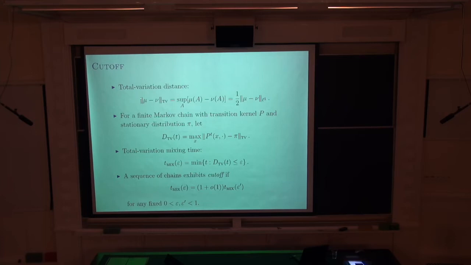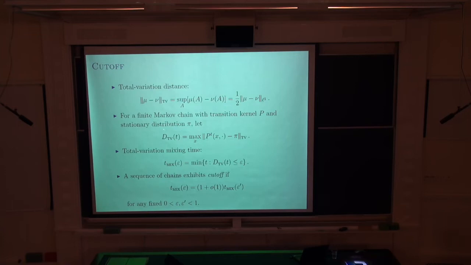So the total variation distance between two measures is just the maximum difference of mu(A) minus nu(A). We will apply it when mu and nu are both probability measures. Then I could put absolute value here or not, you get the same answer. And this is just half the L1 norm. So if you take all the vertices and add up |mu(x) minus nu(x)|, you'll get the same thing.